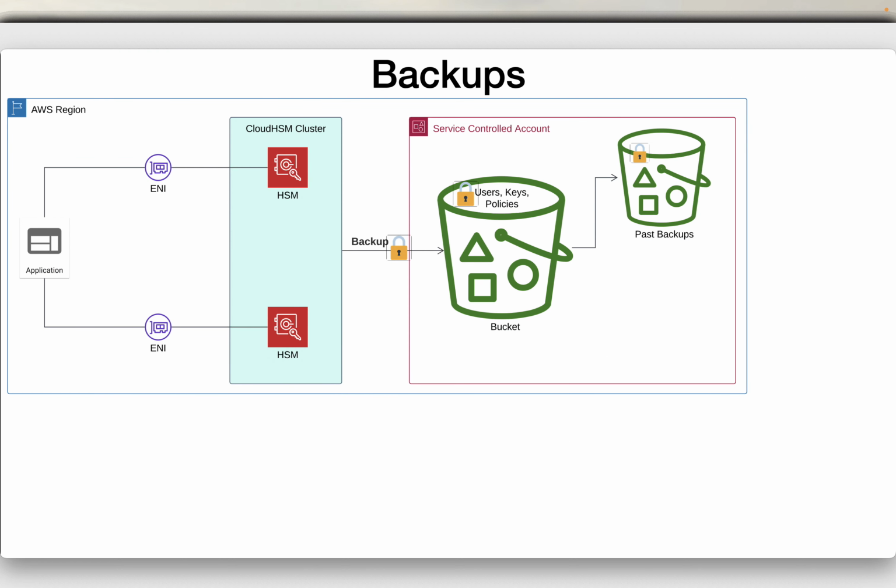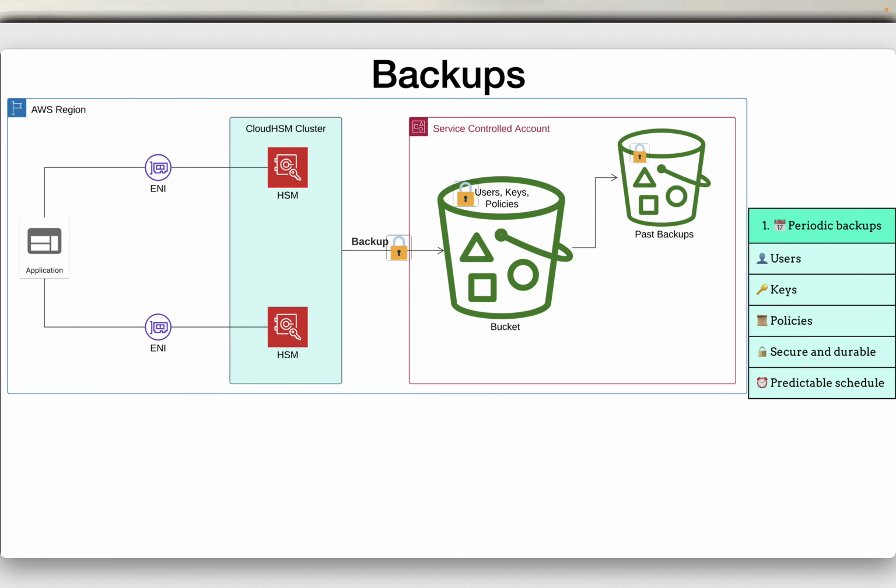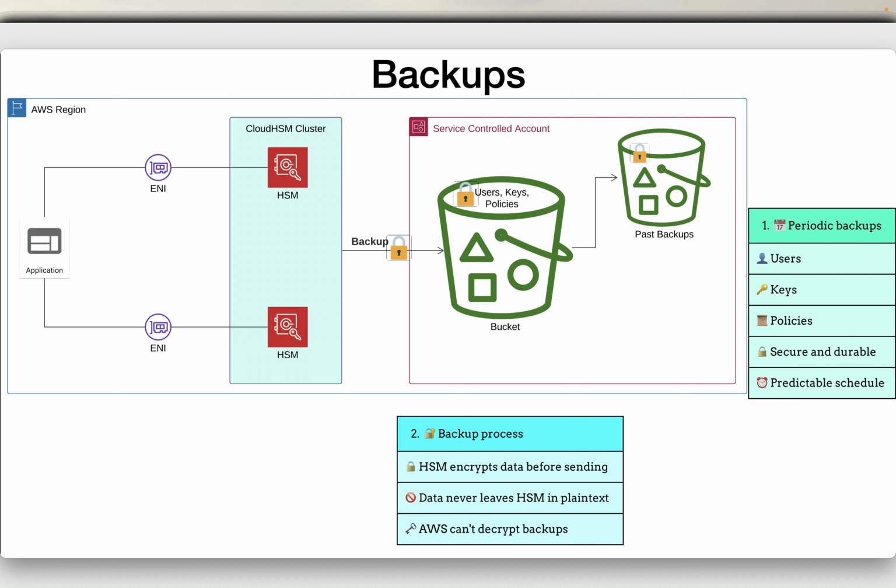So something about backups. AWS Cloud HSM makes periodic backups of the users, keys and policies in the cluster. Backups are secure, durable and updated on a predictable schedule. The following diagram shows the relationship of your backups to the cluster. When AWS Cloud HSM makes a backup, the HSM encrypts all of its data before sending it to AWS Cloud HSM. The data never leaves the HSM in a plain text format. Additionally, backups cannot be decrypted by AWS because AWS does not have access to the key used to decrypt the backups.